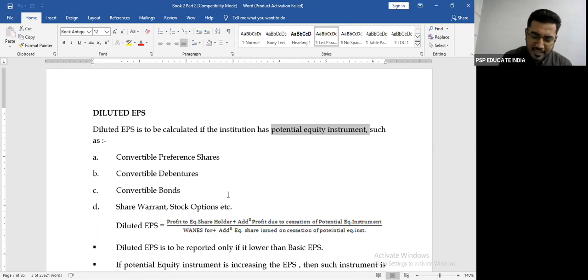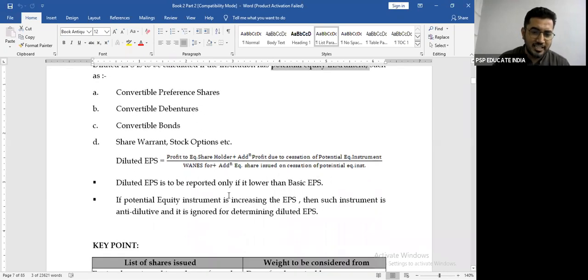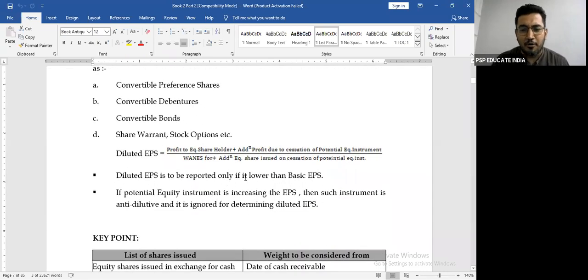The formula for basic EPS remains the same. That is profit to equity shareholders divided by weighted average number of equity shares, plus additional profit due to cessation of potential equity instrument divided by additional number of equity shares due to cessation of potential equity instrument. Right? Look at the next point. It says diluted EPS should be reported only if it is lower than basic EPS.